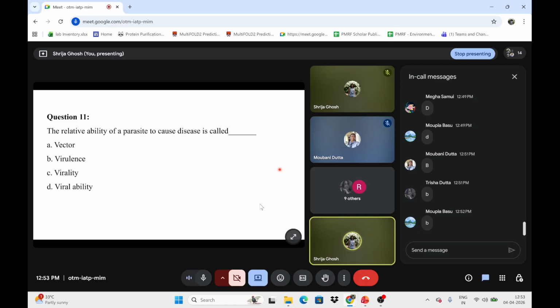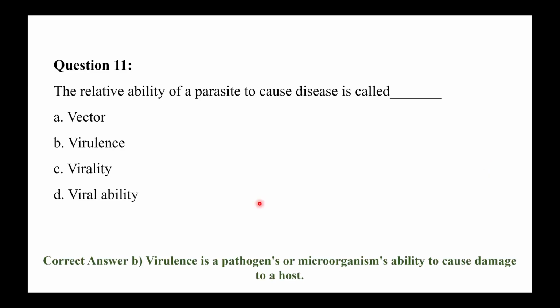Okay, let's see the correct answer. Three of you are saying option B, virulence. That is the correct answer. Virulence is the pathogen's or microorganism's ability to cause disease or cause damage to a host.